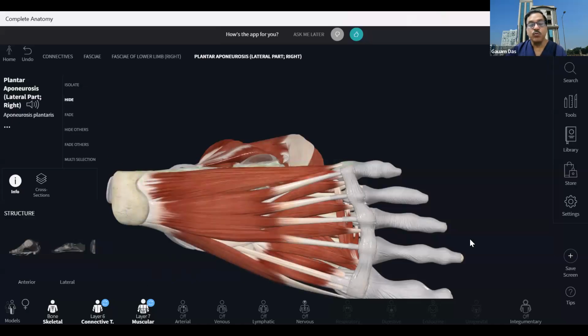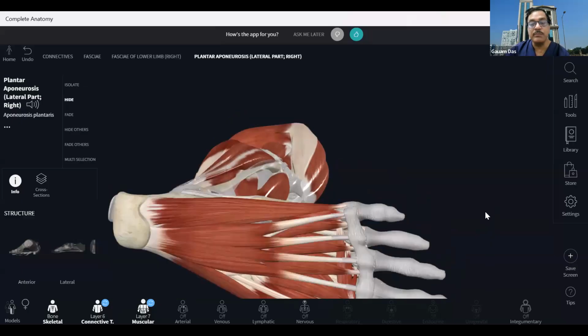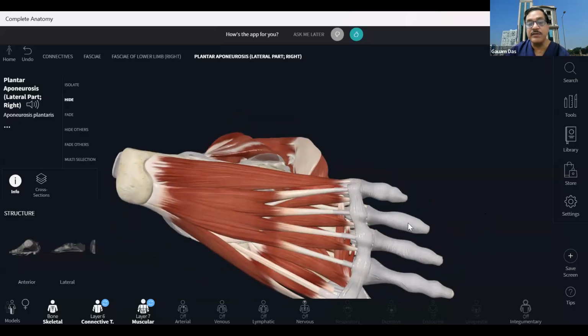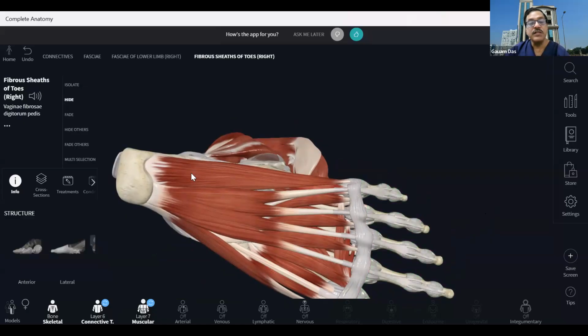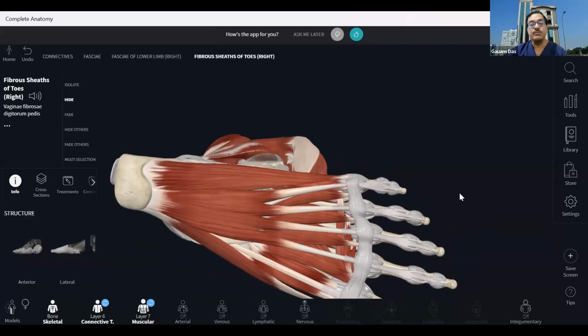After that, we have the different muscle layers. Let me go with the muscle layers on the plantar surface, and then we'll be talking about the ligaments. Ligaments will automatically come at the end. So there are three superficial layers. There are three important muscles. What are those three important muscles?